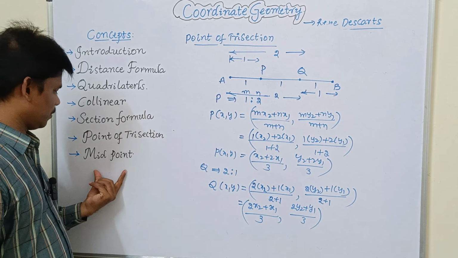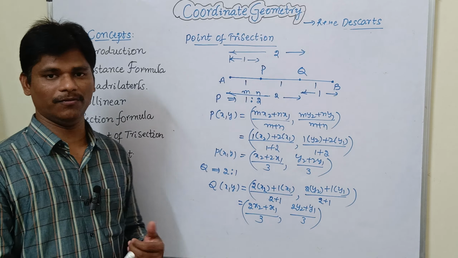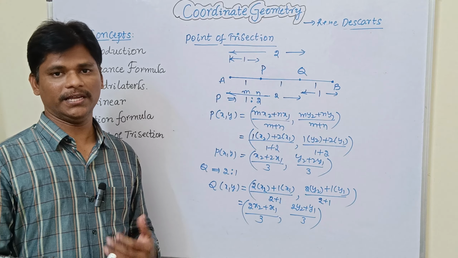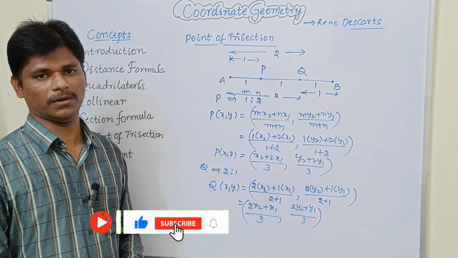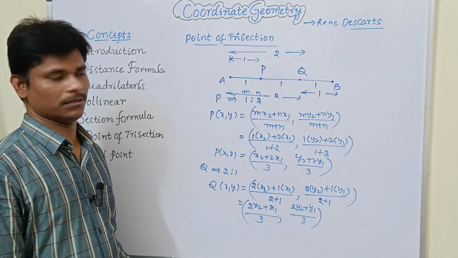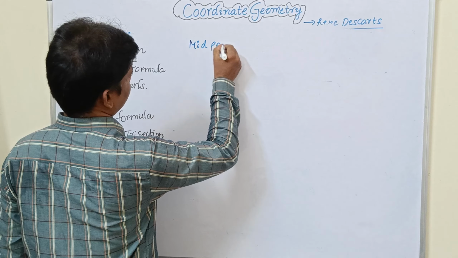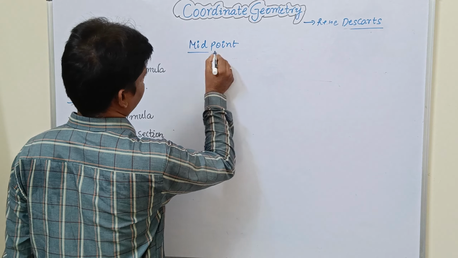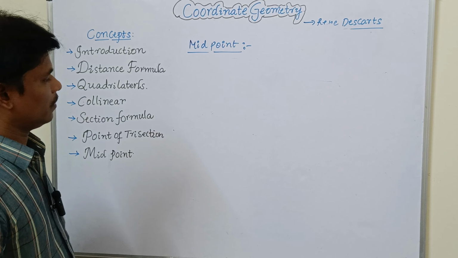And next, the last one, midpoint. How to find the midpoint of a given line segment? This one also you have to use the section formula. So how to derive this midpoint? This one is also a most important question.